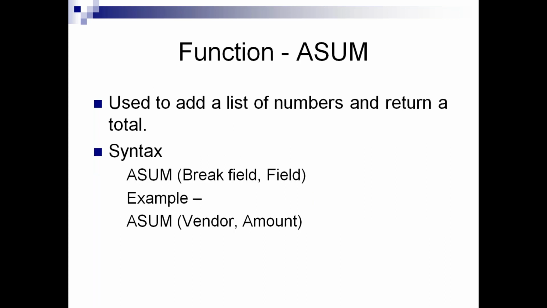A sum, where you're summing up values. You might want to sum up by vendor amounts off the open invoices. So the syntax here is ASUM, open parenthesis, the break field, comma, and then the field that you're adding up. I've used the example here, ASUM by vendor ID, comma, amount. This could be the invoice amount. So instead of getting individual invoices on this report, I just want a lump sum total. And so that's what ASUM will give you.